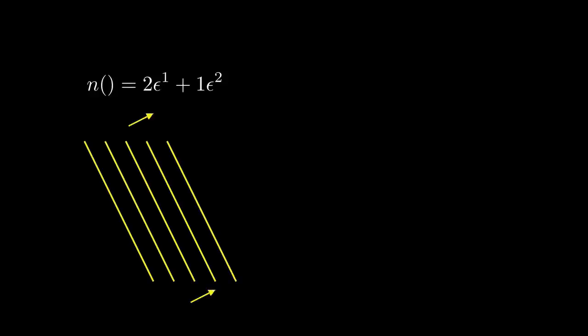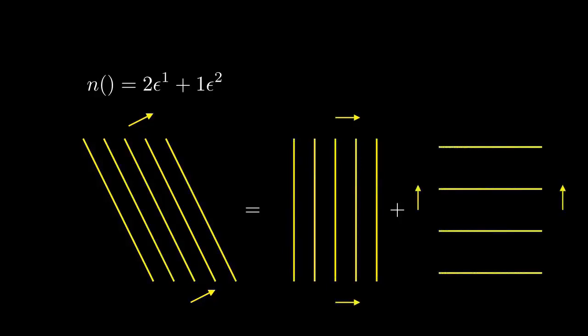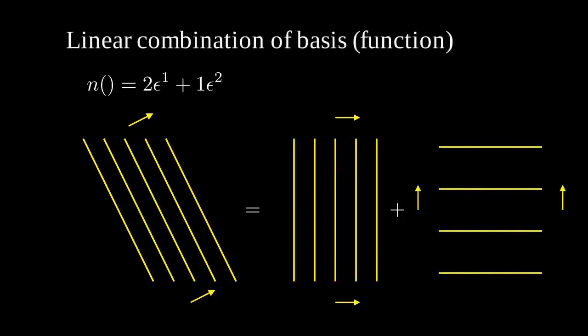Here is the normal function and its visualization. If you decompose it into x and y directions, this is the x component, 2 times epsilon 1. This is the y component, 1 times epsilon 2. This is the linear combination representation of the normal function.